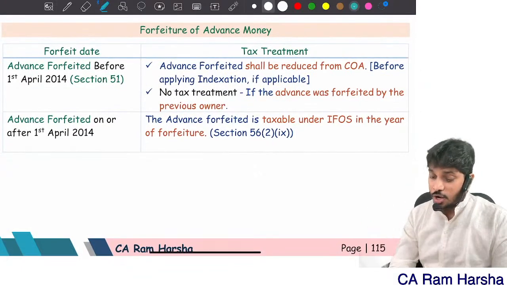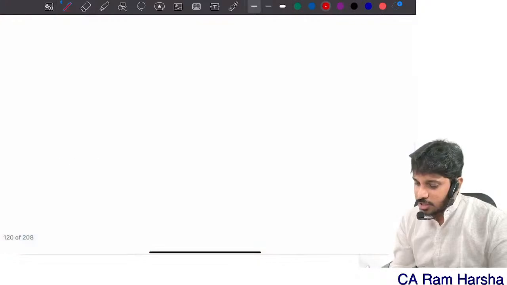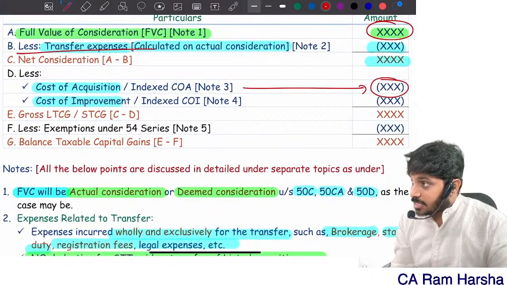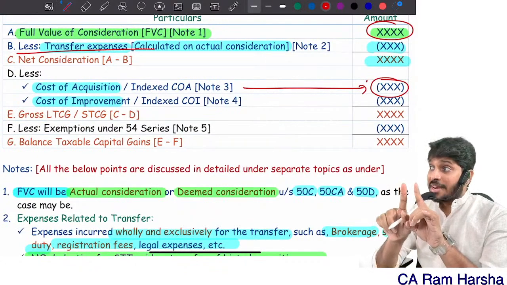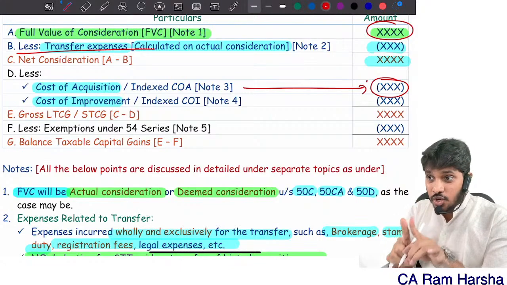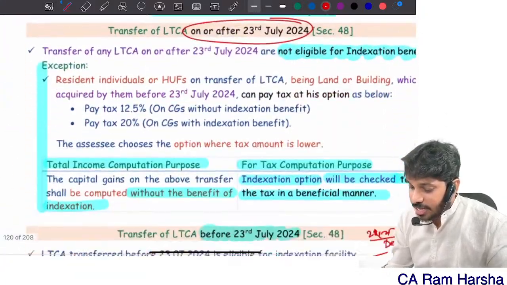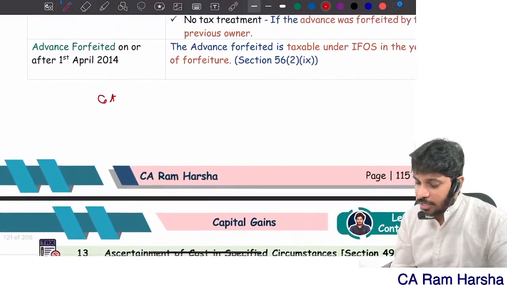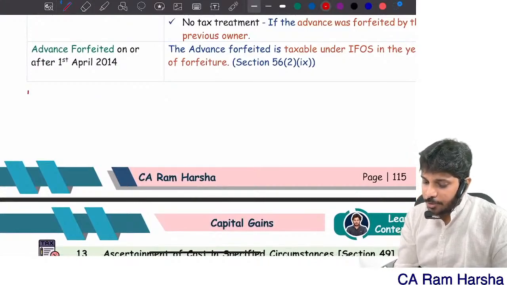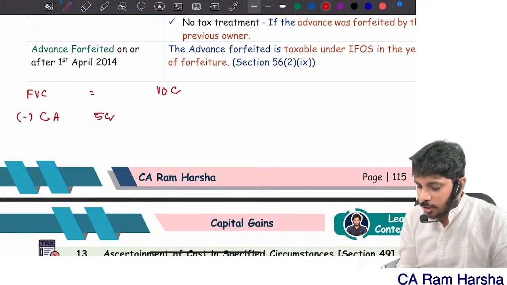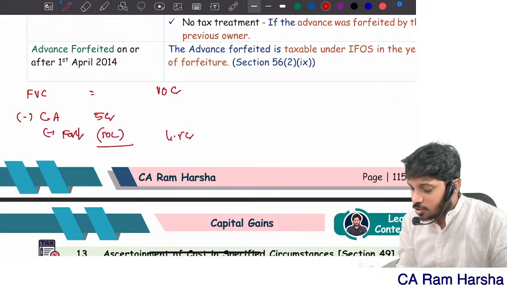Now remember, cost of acquisition. What is it? Cost of acquisition. Look at this format. Sometimes this cost of acquisition has to be adjusted by forfeited amount. Very simple. See, generally, how do we compute capital gain, sir? Suppose I sold an asset for 10 crores, minus cost of acquisition 5 crores. From this cost, I should reduce forfeited amount. For example, forfeited amount 50 lakh. Balance cost is 4.5 crore.